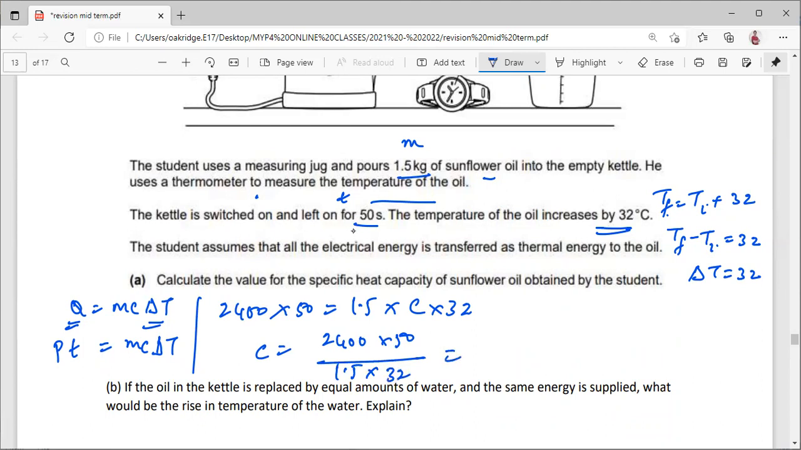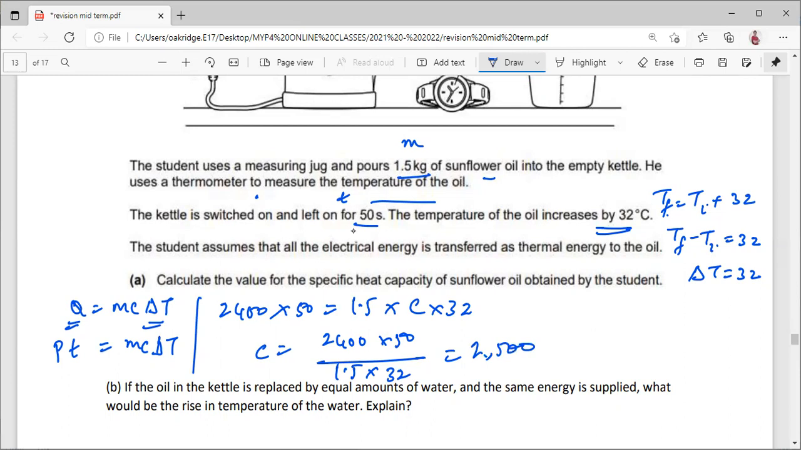Let us calculate the value. 2,400 multiplied by 50, divided by 1.5, divided by 32, which is 2,500.